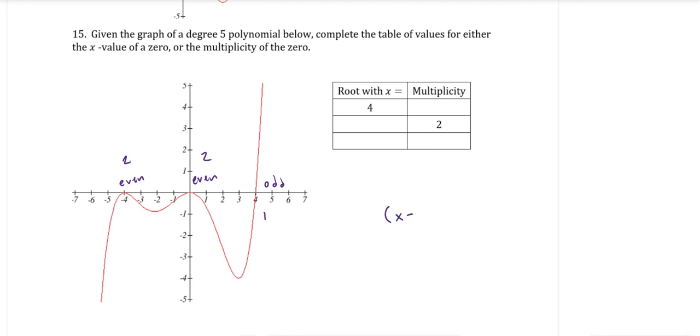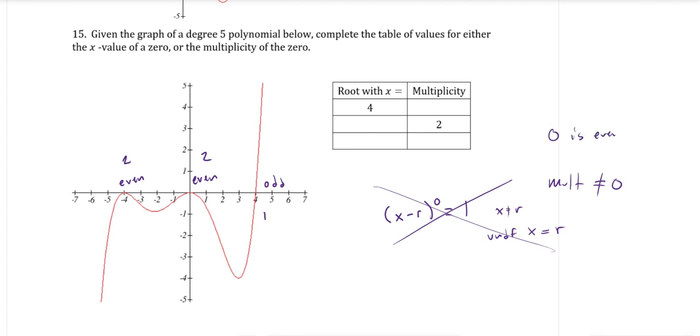A term like x minus r to the 0th power is really just 1 when x isn't equal to r, and it's undefined when x is equal to r. So we would want to ignore things that have multiplicity 0, but I wanted to distinguish that because technically I've been talking about evens, and 0 is even. In fact, 0 can be written as 2 times the product with a number, namely 0. All right, back to the problem at hand.